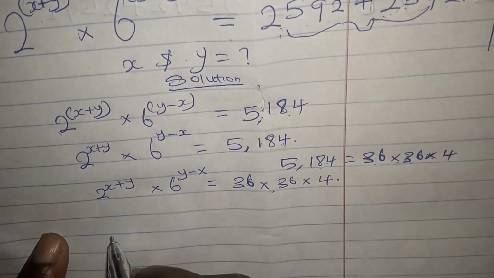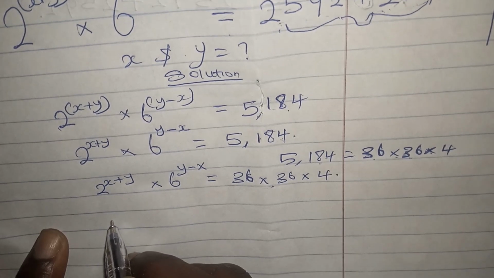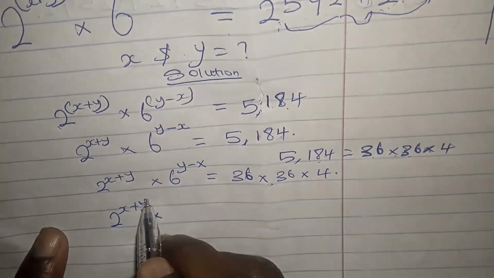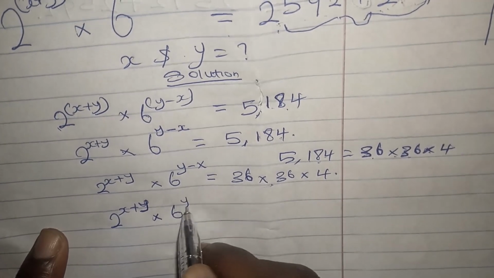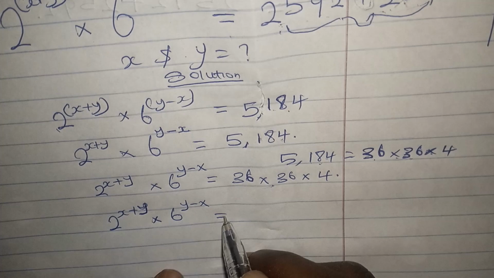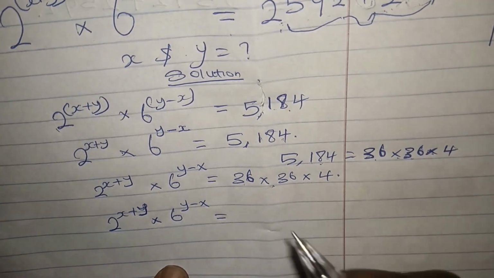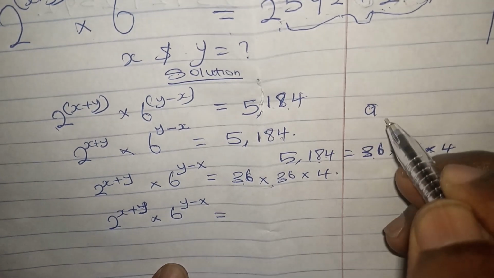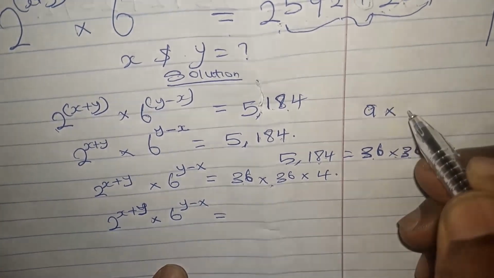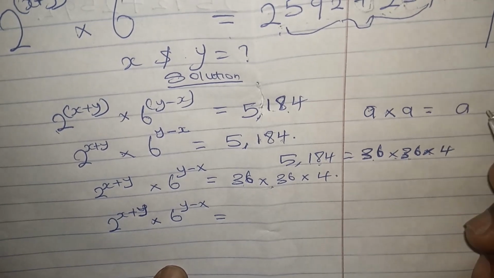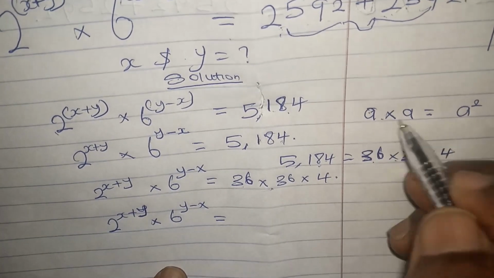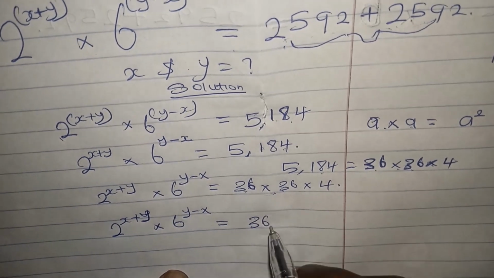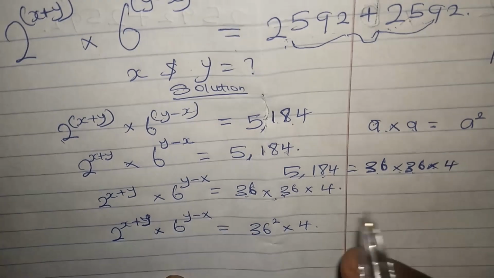So we have 2 to the power of x plus y times 6 to the power of y minus x is equal to this. If we apply the principle of indices, which says a times a is equal to a to the power of 2, so a times a gives us a square, then 36 times 36 gives us 36 square, times 4.